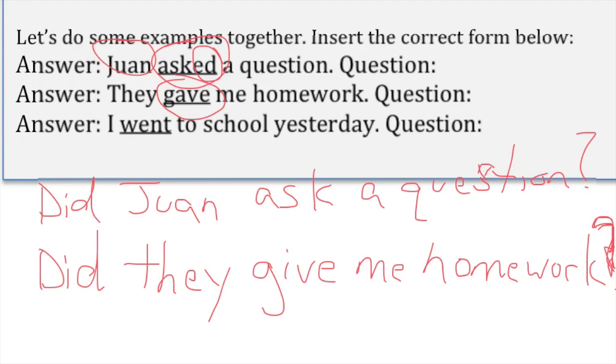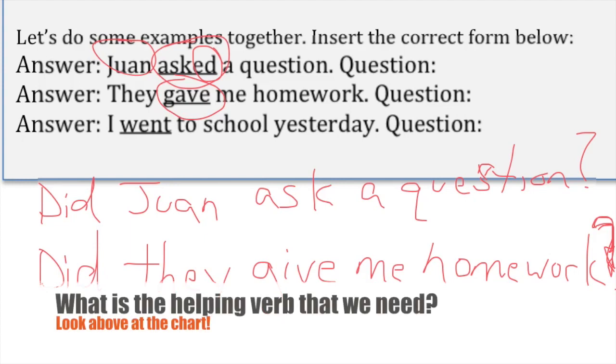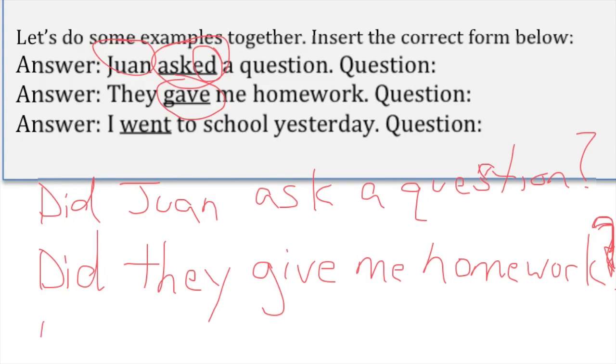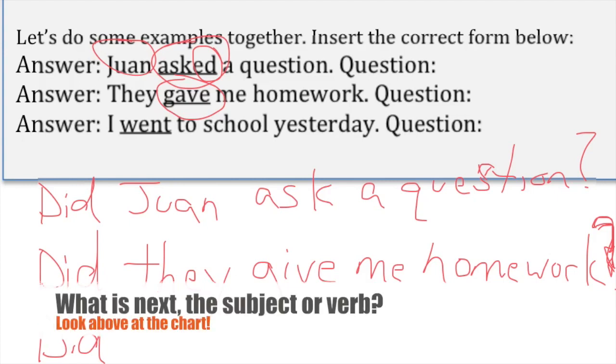Let's do the last one now. A little bit more of you, a little less of me. I went to school yesterday. Let's make the question. What's the first word you start out with? Should say did. Now what's the next thing we do? Am I looking for the subject? I, you, he, she, it, we, or they? Or do I want the verb?